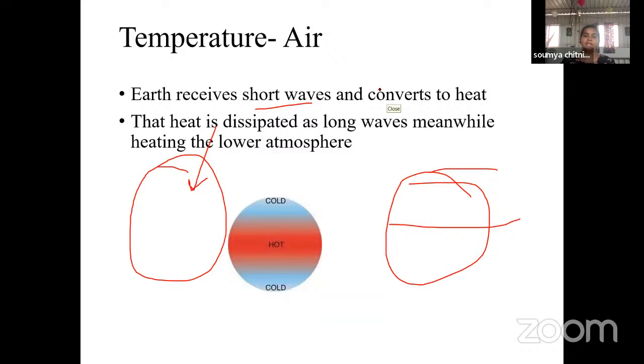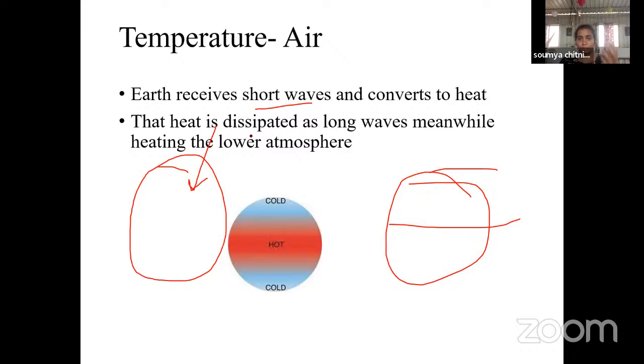Warmest layer, we can say stratosphere and thermosphere. Thermosphere we can say, but in texts you will find stratosphere as the warmest layer. But thermosphere is usually warmest because the temperature is much higher when compared to the stratosphere. So these short waves will be converted to long waves, and these long waves will escape to the atmosphere. That is how the solar radiation is received and escaped.